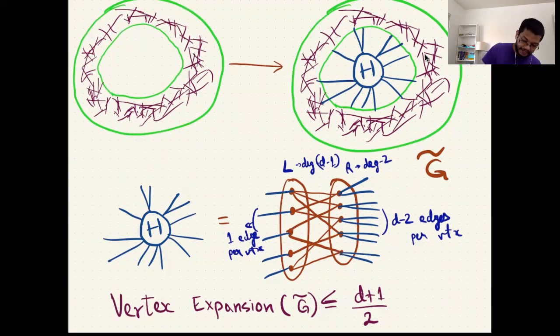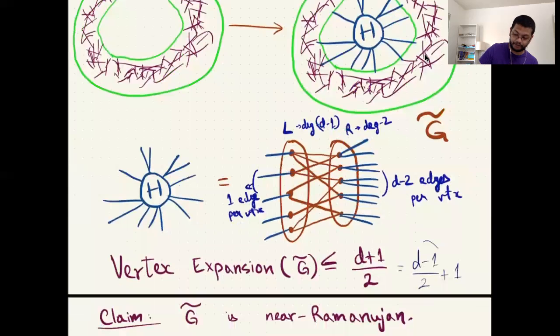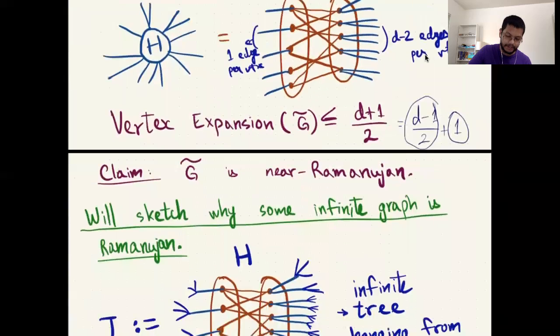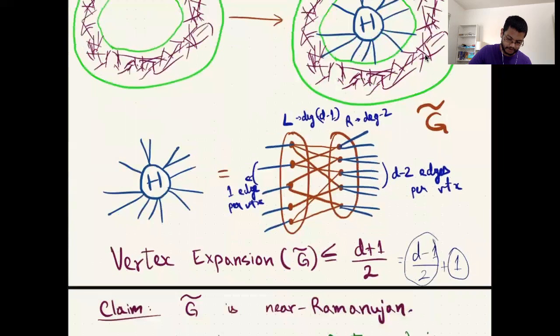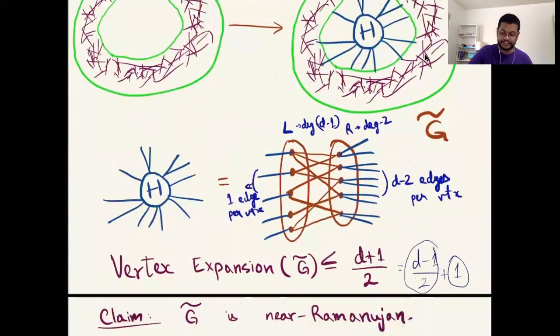Now the result is, if you take L within this new graph that we've constructed, which I'm going to call G tilde, actually the vertex expansion of H is d plus 1 over 2. And the way to see this is, let's look at the neighborhood of the vertices in L. It's going to include the vertices in R, of which there are d minus 1 over 2 times the number of vertices in L. And then we're going to get an extra vertex for each in L, which adds a 1 to the vertex expansion. So the d plus 1 over 2 comes from d minus 1 over 2 from H, and 1 from the extra edges that we attached. And the claim is this graph G tilde is near Ramanujan.